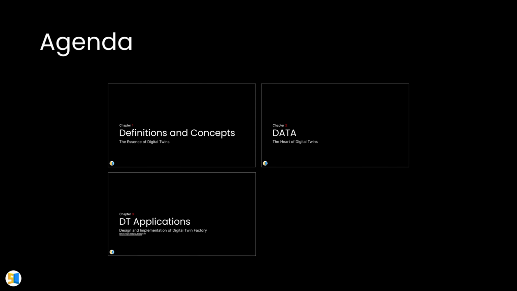The summary is divided into 3 chapters. The first chapter is to understand the definitions and the concept of digital twins. The second one is to understand the data movement and processing in digital twins. And the last chapter is to observe an implementation example of digital twins in a factory and try to understand the technology stack.